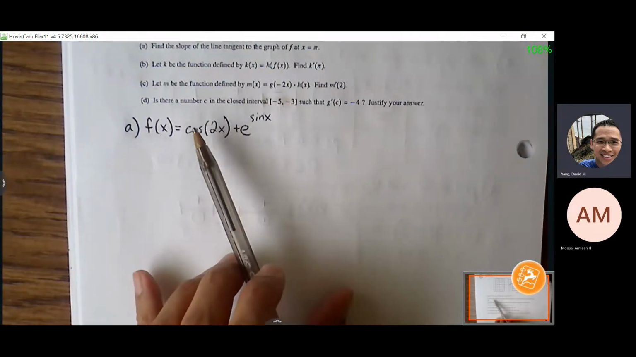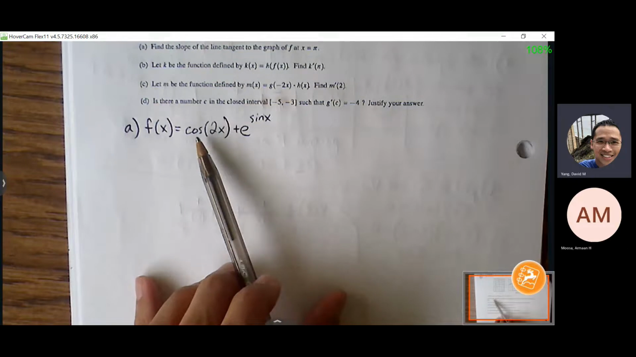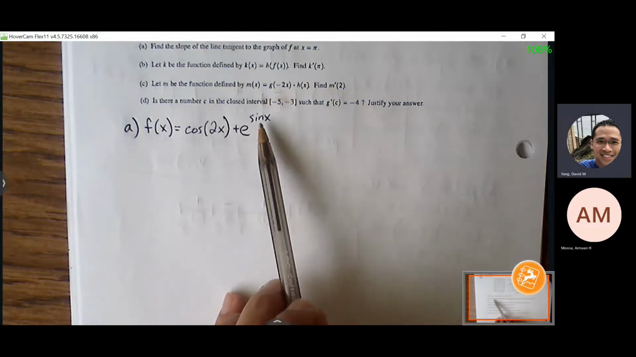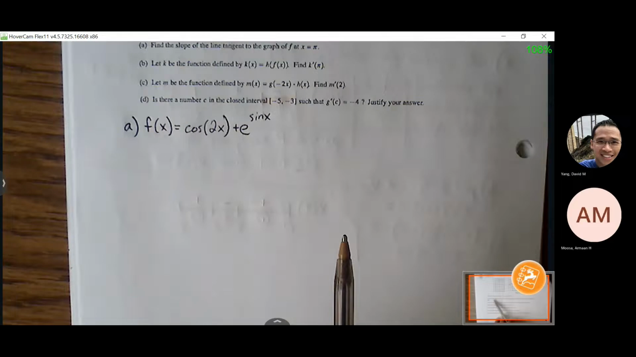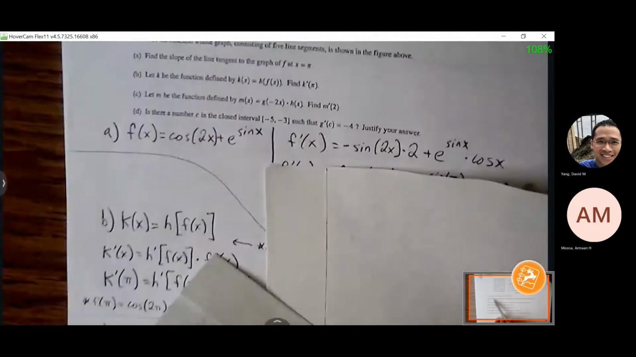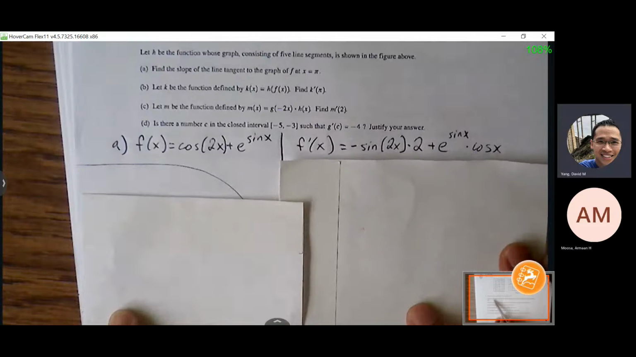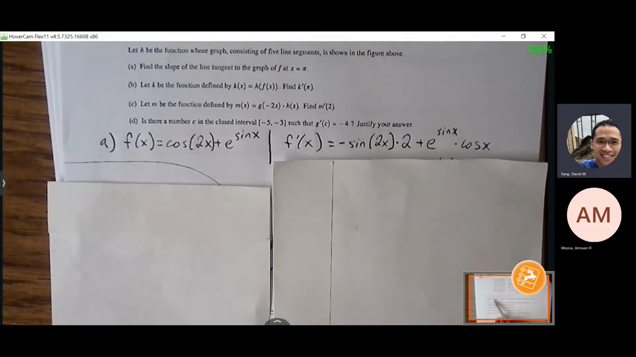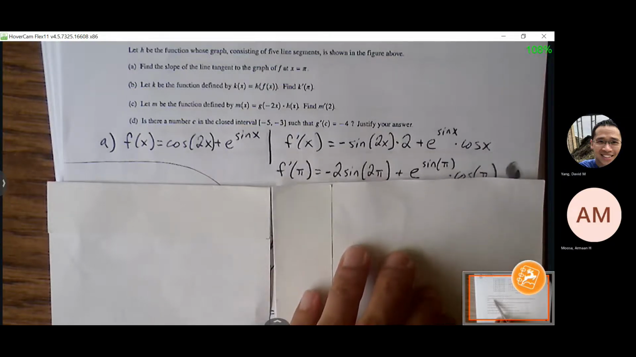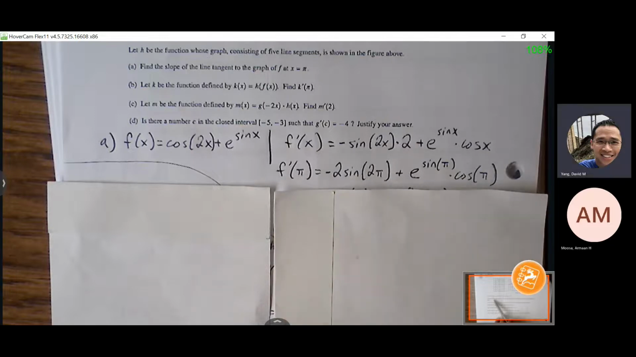Okay, chain rule. Cosine of u becomes negative sine of u times u prime. e to the u is e to the u times u prime. So we build our derivative that way. Negative sine of u times u prime. e to the sine x becomes e to the sine x times cosine x. Replace every x with pi, and then try to get it down to a numeric value.